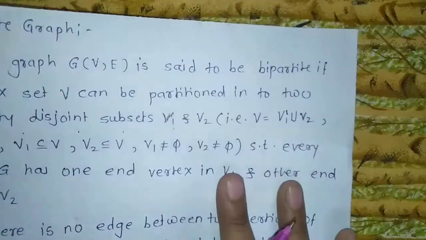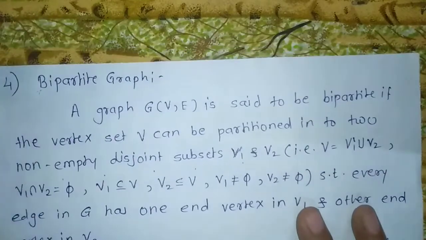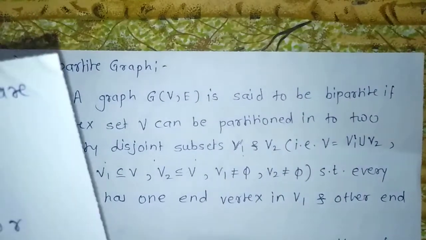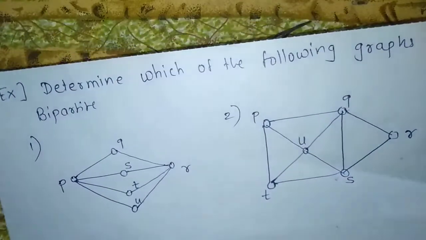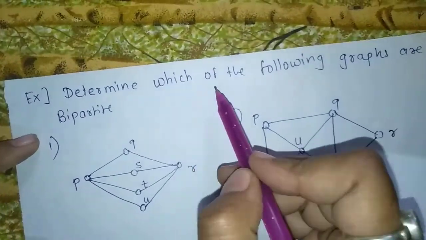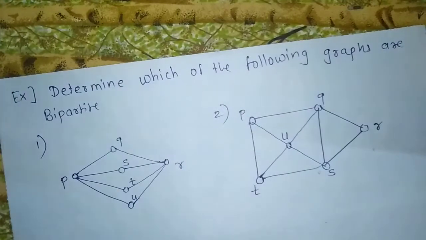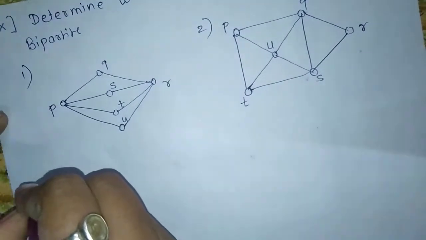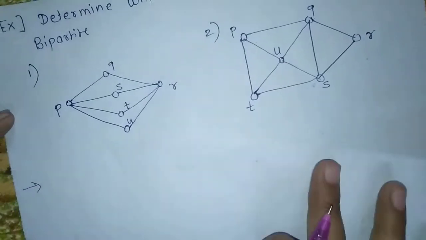Explanation of this definition we have already seen in the last video. Now, next example of bipartition. Determine which of the following graphs are bipartite. Here we use the definition of a bipartite graph.